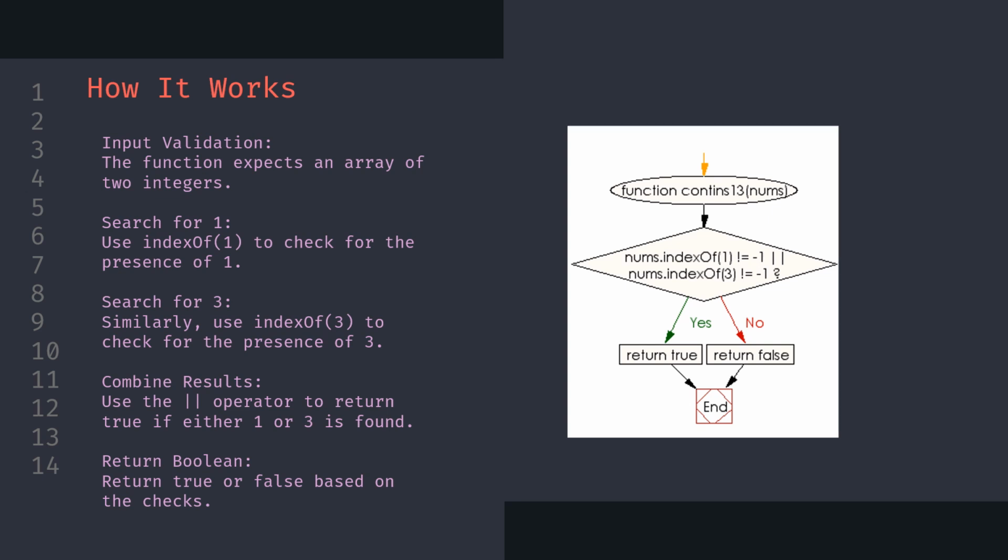Let's break the function down step by step. The function assumes the input is always an array of two integers, so we don't need to validate its length. We first check if 1 is present in the array using indexOf 1. Next, we check for the presence of 3 using indexOf 3. Using the logical OR operator, we combine these results. If either check is true, the function returns true. Otherwise, it returns false. This logical flow ensures that the function is both clear and efficient.